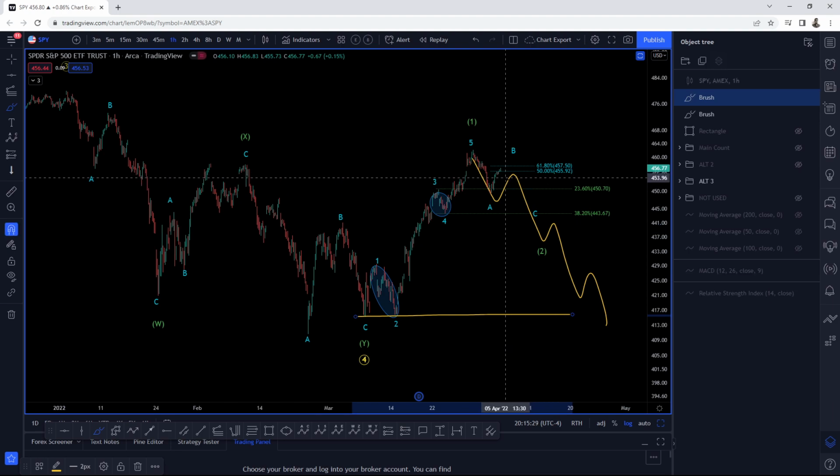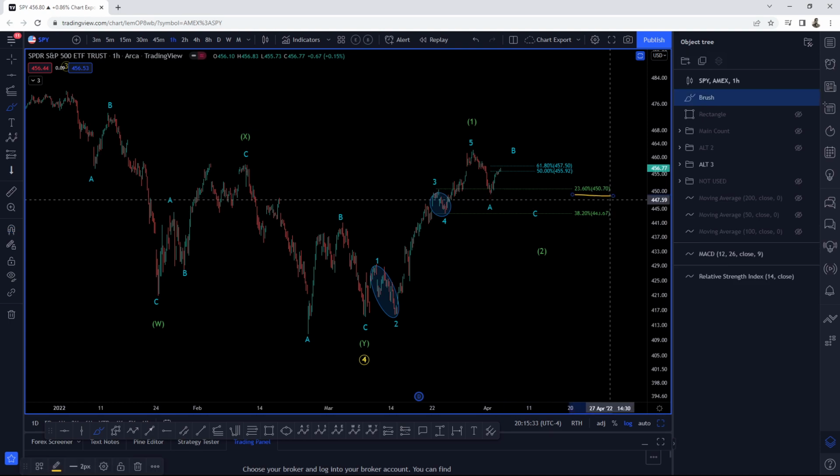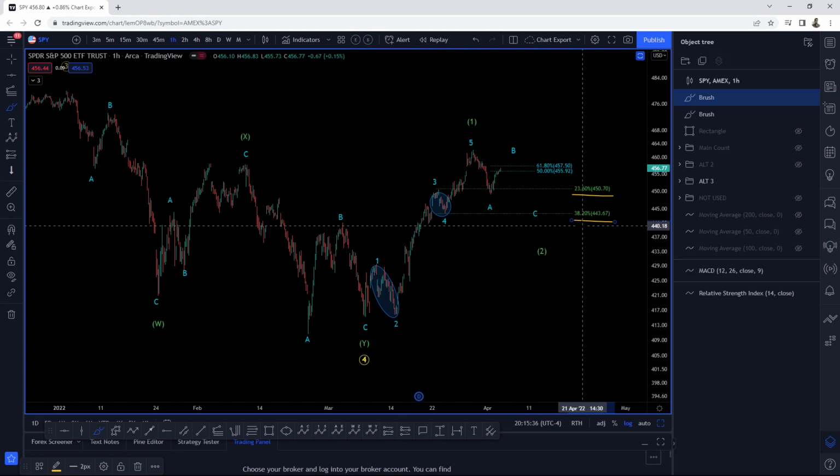Then that's when this count becomes invalid. But put this in the back of your pocket. Don't really rely on this one, but just bear in mind that this might be the case.